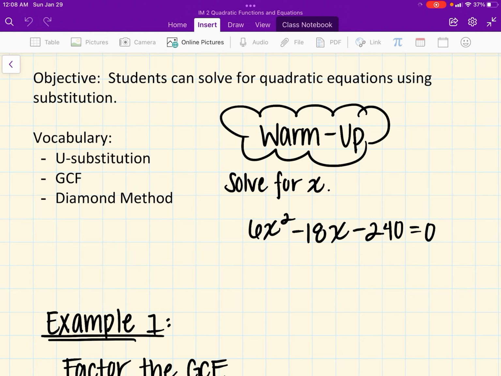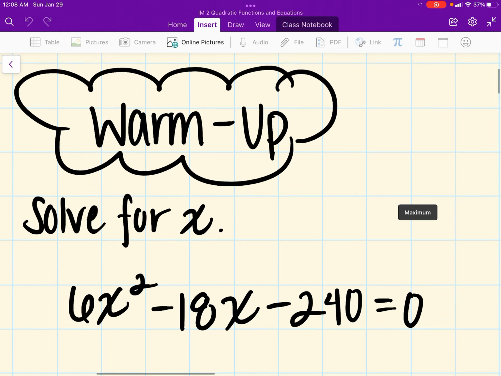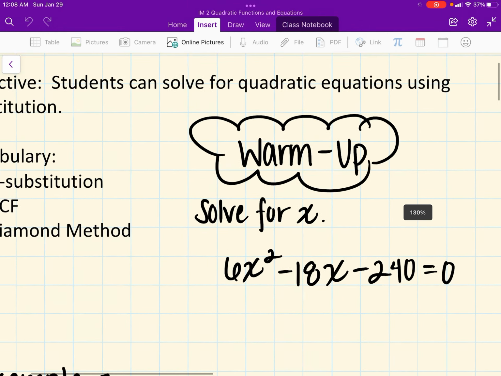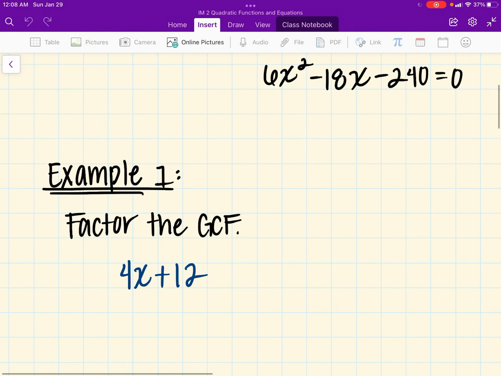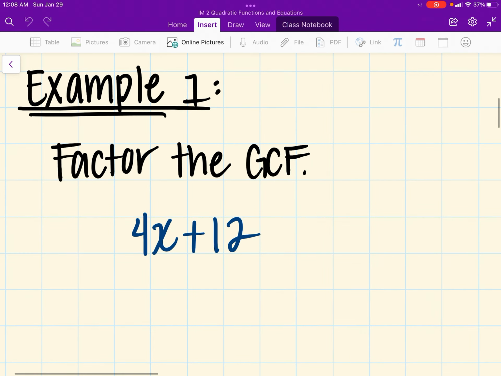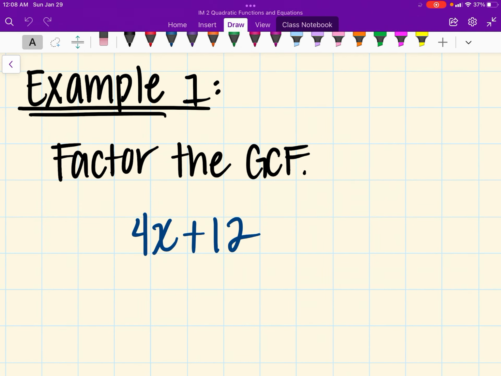We do have a warm-up in this case, guys. Go ahead and complete the warm-up on your own. And then let's go ahead and move on to example number 1. Now, in this case, guys, we have example number 1 here. And in example number 1, they're asking us to factor the GCF of the equation.